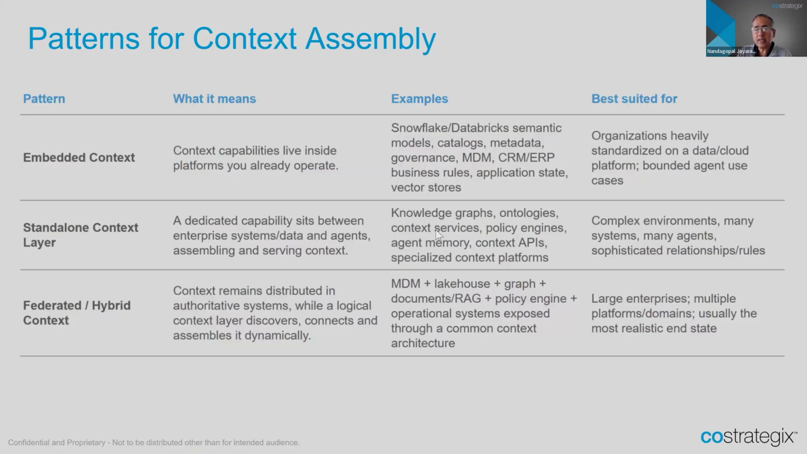So going into a little more detail here, what it means and some examples of embedded context: knowledge graphs, in the case of standalone context layers. Federated hybrid might use a combo of your master data management systems, your lakehouse graphs, document RAG, and all of that. If you do that, you will need an integration layer, right? Something that brings it together and creates some consumption mechanisms. So that's kind of where we think the world will go.